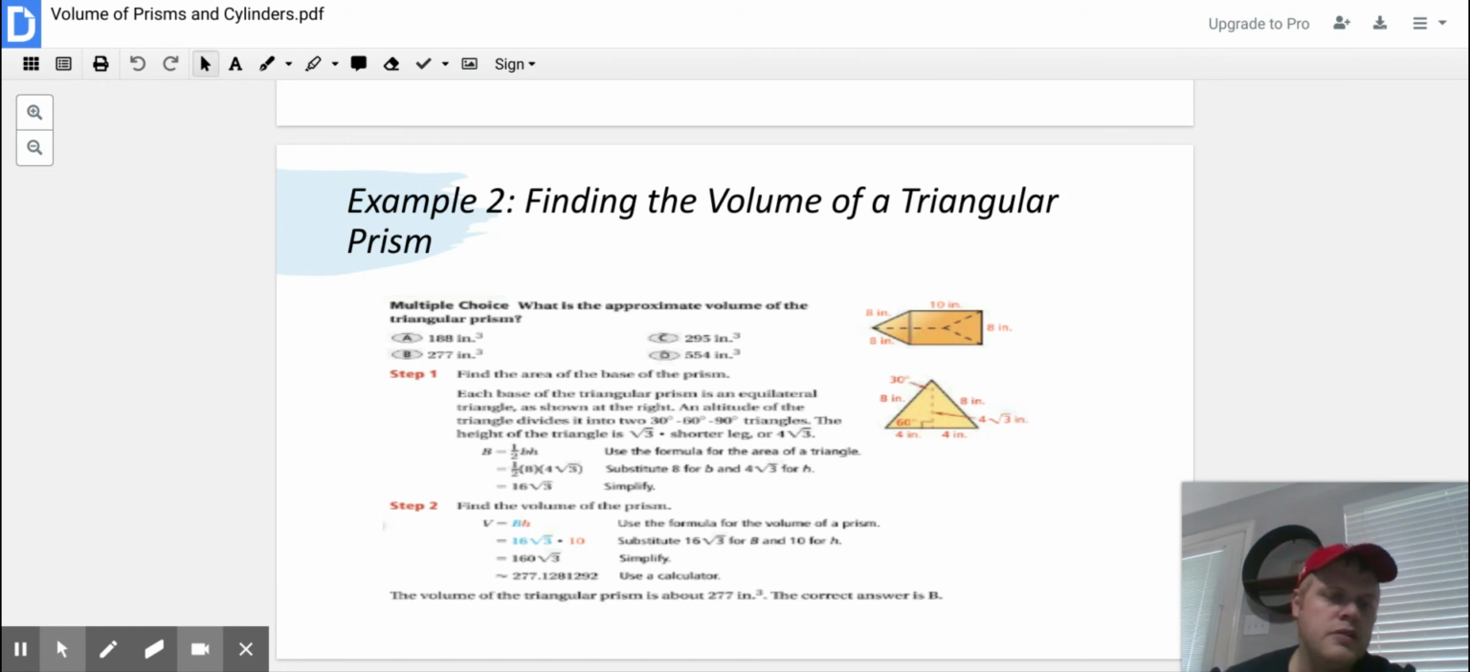Okay. So again, you got to know your special right triangles because we may see some of that. We may see a 45, 45, 90 as well. So make sure you're recalling these things that we learned earlier on in the year.